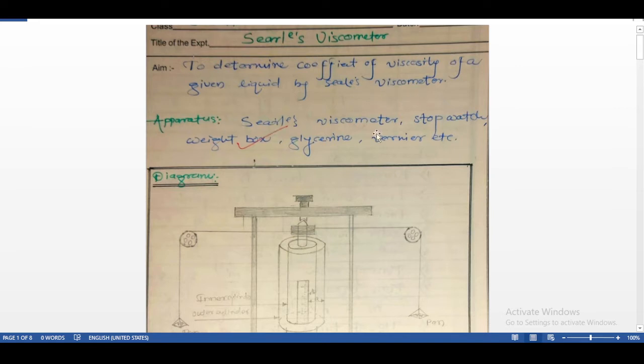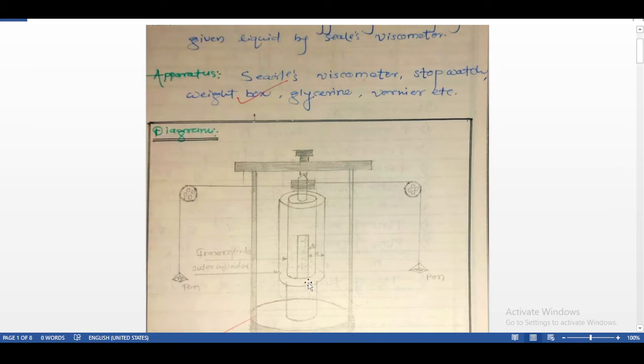Apparatus: Searle's viscometer, it is shown here, stopwatch, wet box, glycerin, vernier caliper and so on. Here we are determining the coefficient of viscosity of a viscous liquid such as glycerin. It is more viscous as compared to other liquids like water, kerosene, milk, regular oil and so on.